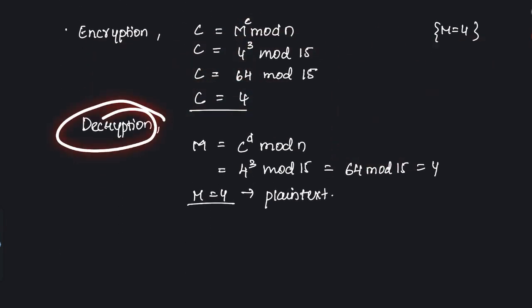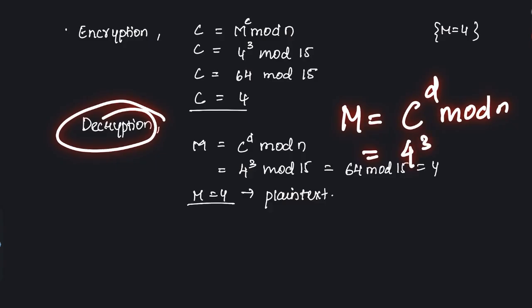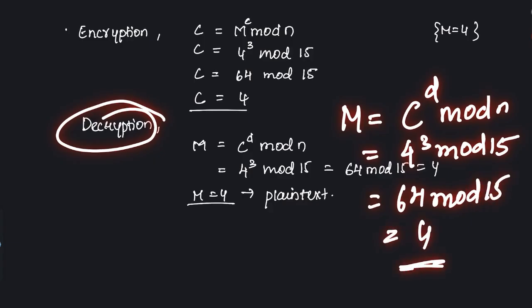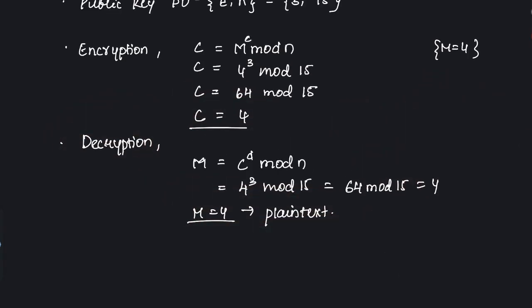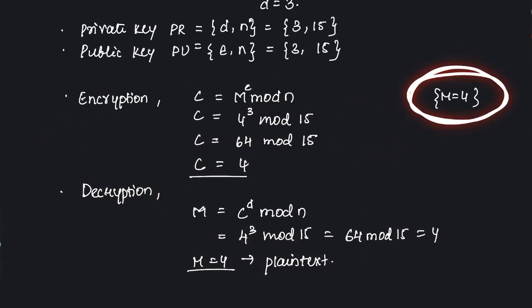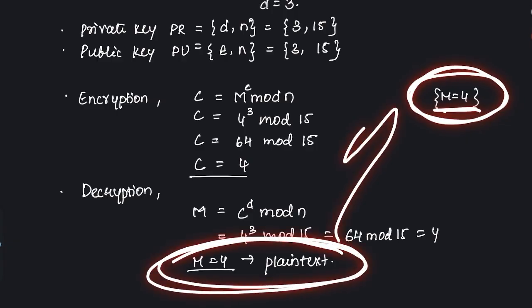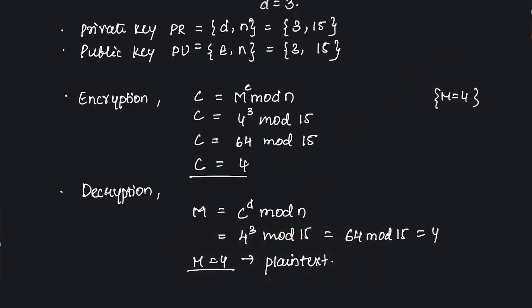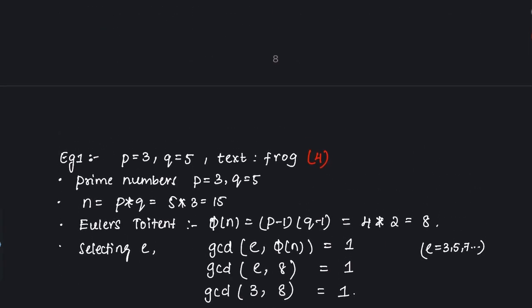Next, I have to do the decryption. So for decryption, I have to get the plain text, right? M is equal to C power D mod n. So it is 4 power 3 mod 15. 4 power 3 is 64. 64 mod 15 is 4. So that's how I have obtained the plain text also. Before encryption the length of plain text was 4, and after encryption and decryption the length of plain text is 4. So this means our conversion or the data transfer has happened securely and successfully. So this was about the first question.